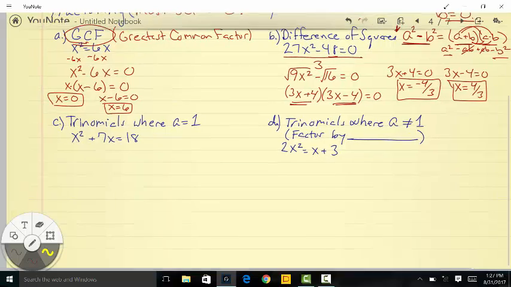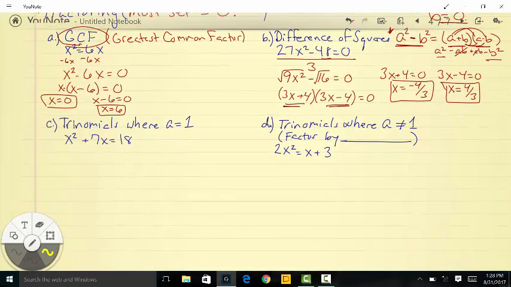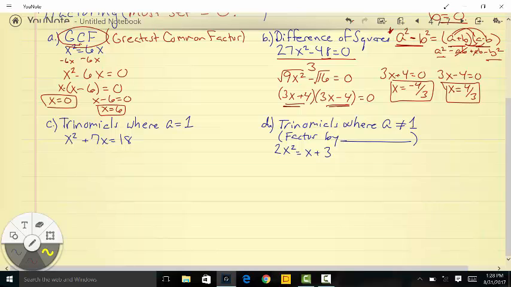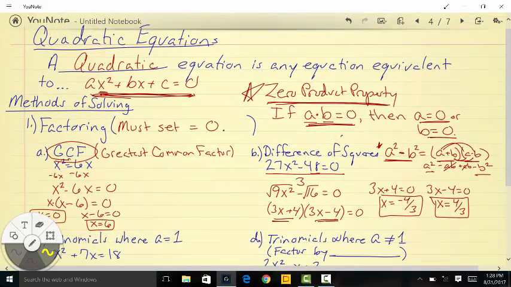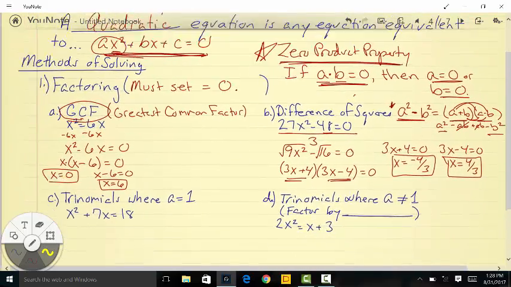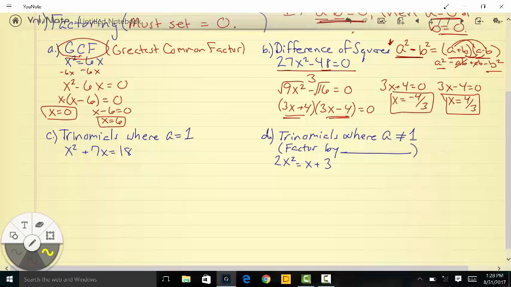Now, for trinomials where a is equal to 1, we see that this is a trinomial because it has three terms, and we know that a is equal to 1 because the numerical constant in front of x squared is 1. And remember, a is the value attached to x squared. So first off, though, we're going to get this equal to 0. So we're going to minus the 18 over. x squared plus 7x minus 18 equal to 0.